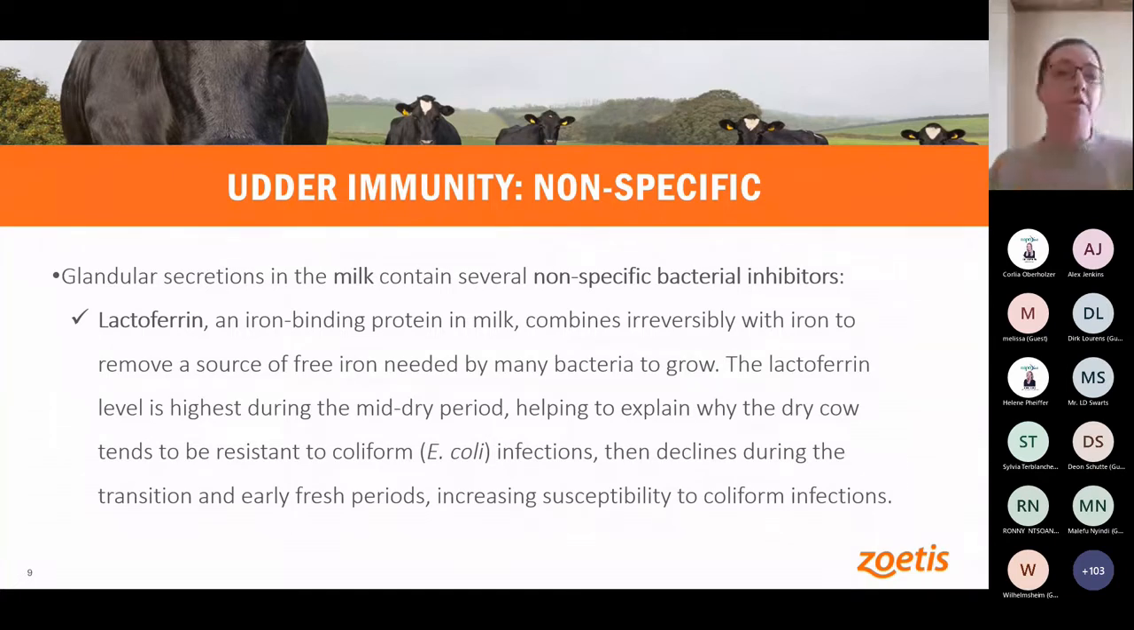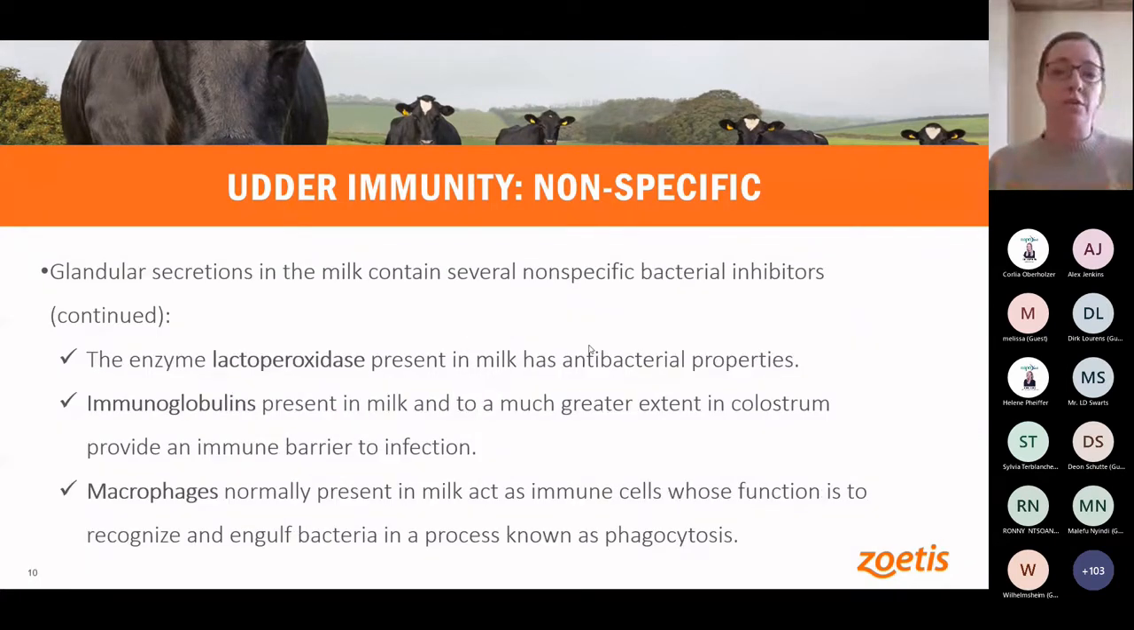Then there are quite a few other non-specific bacterial inhibitors. Lactoperoxidase has antibacterial properties. There are some immunoglobulins present in the milk, especially in the colostrum. Macrophages are also normally present in the milk, and they act as immune cells. Their function is to recognize and engulf bacteria, and that engulfing process is called phagocytosis.